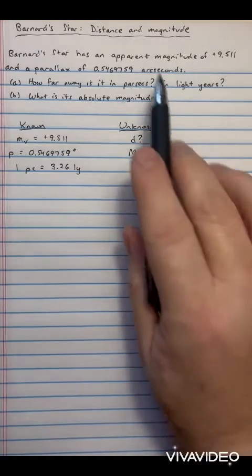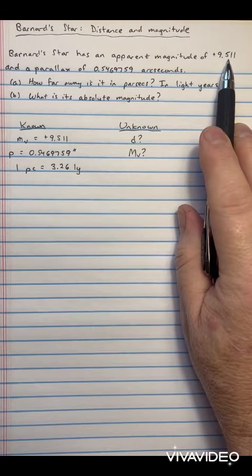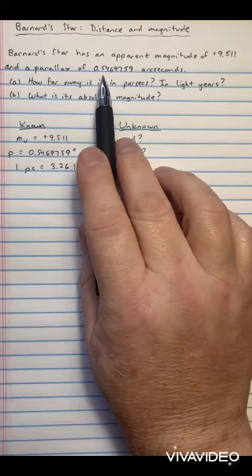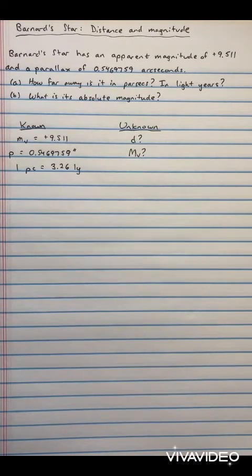So, for example, the apparent magnitude of Barnard star is a positive 9.511, and it has a parallax of 0.5469759 arcseconds. And again, the reason it's so precise is because Barnard star is, for a star, relatively close to us. So here are the questions then. How far away is it in terms of both parsecs and light years? And what is its absolute magnitude?